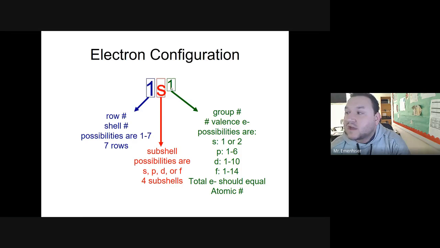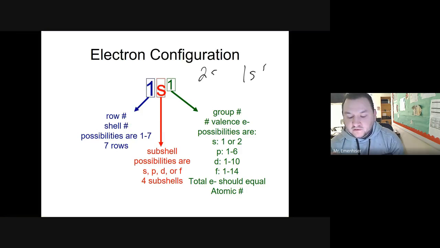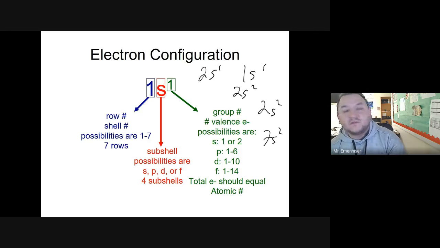So remember that S can hold 2. It can be 1 or 2. You can put 1 electron, so you can write 1s1. You can write 2s1. You can write 2s2. You can write 7s2. But it can only hold 2 electrons. That's it. After that, it's full. And that's because the electrons repel each other, and it can only hold 2.